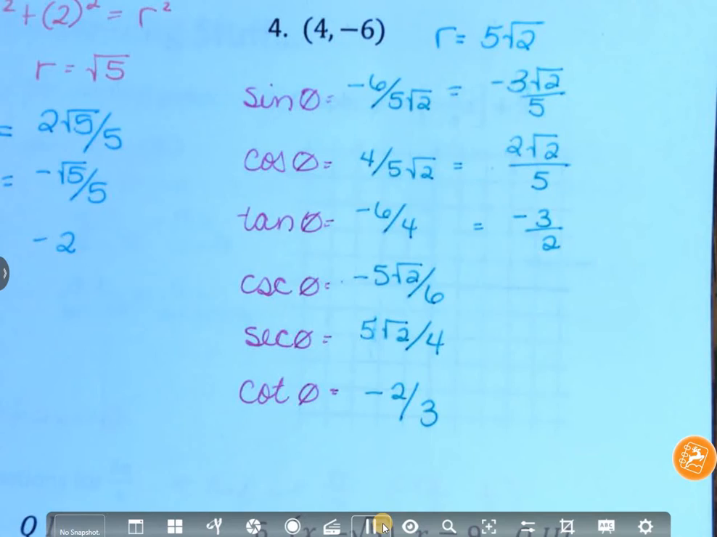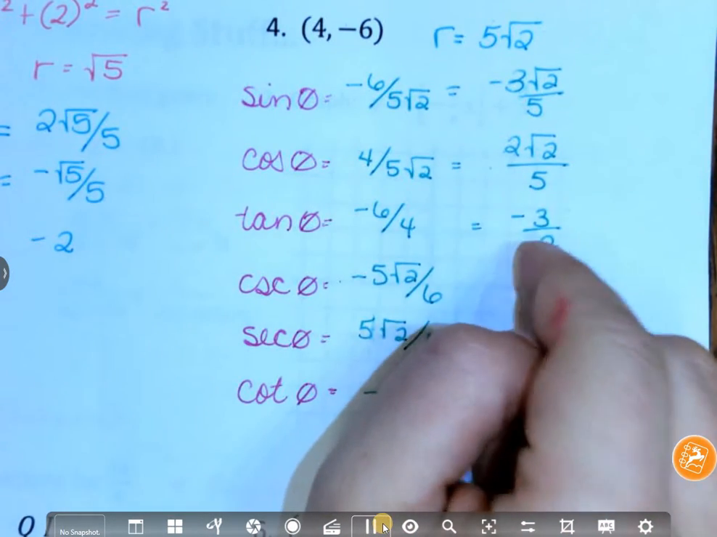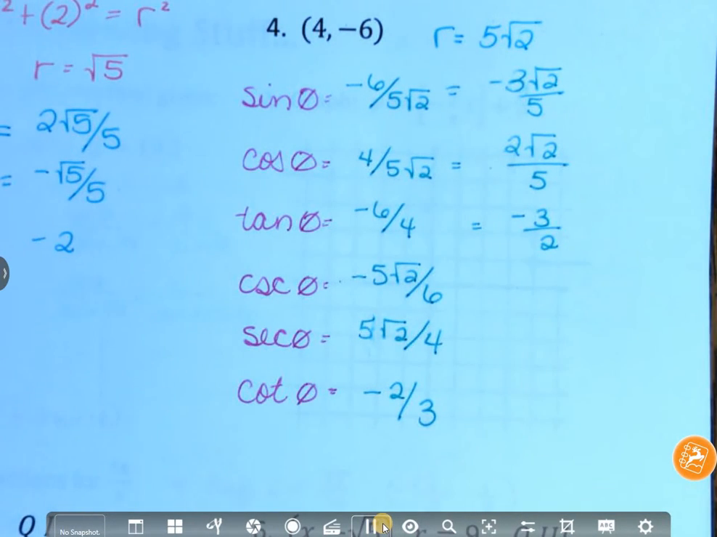Did you simplify sine, cosine, and tangent? Did I do something wrong? I can't hear over everybody else. Did which one?